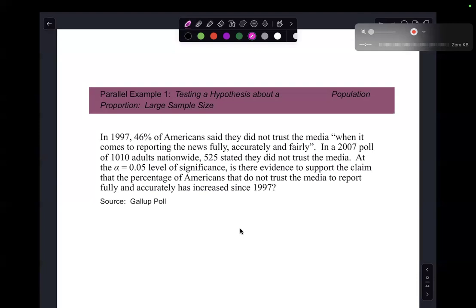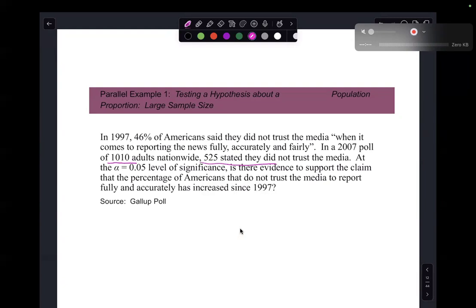Hey, we're gonna do some math. In 1997, 46% of Americans said they didn't trust the media when it came to reporting the news fully and accurately, fairly, whatever. A 2007 poll of 1,010 adults nationwide found 525 stated they did not trust the media. At an alpha of 0.05, is there evidence to support the claim that the percentage of Americans that do not trust the media to report fully and accurately has increased since 1997?